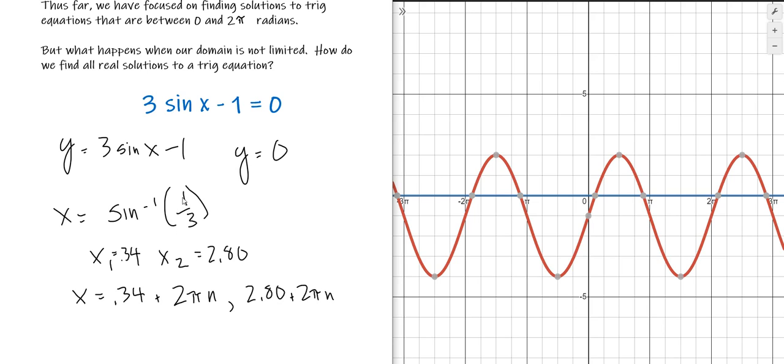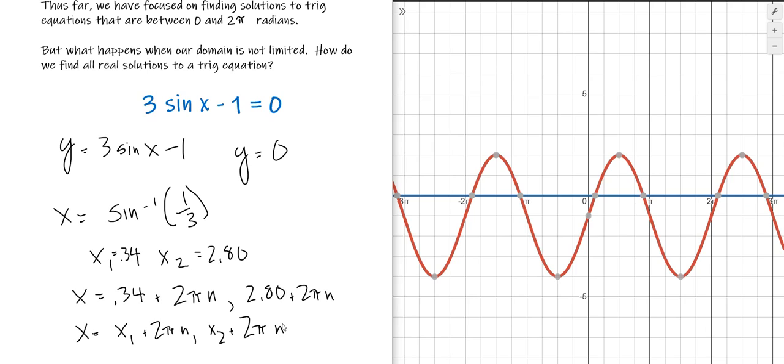So for any sine or any cosine, my solutions are going to be that x is going to be equal to some x1 plus 2 pi n and x2 plus 2 pi n.